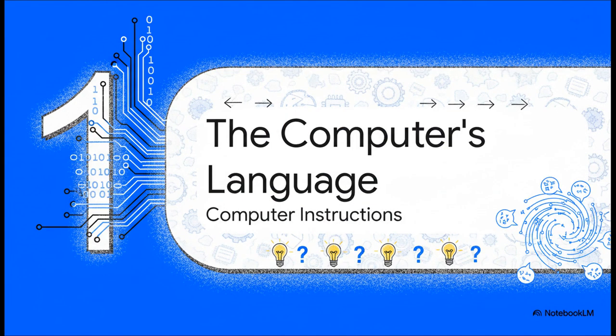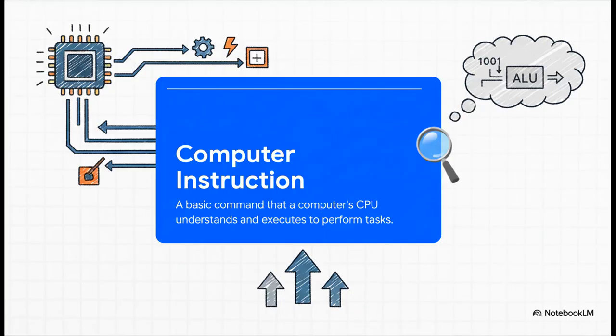Okay, so let's start at square one. What are these simple commands? What is the secret language that makes our entire digital world possible? A computer instruction is the absolute most basic command there is. It's one single, tiny task that the CPU, the brain of the computer, can understand and carry out. You can just think of it as a single word in the CPU's own native language.